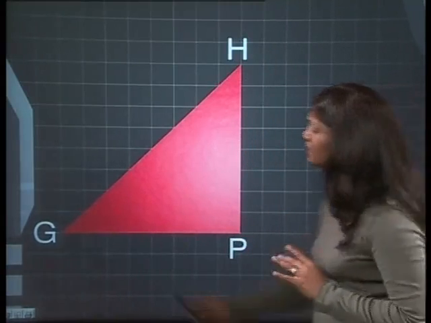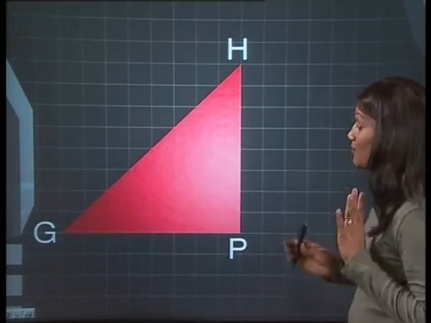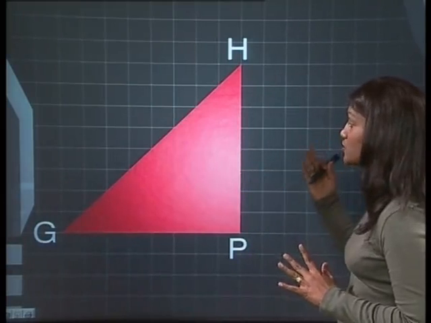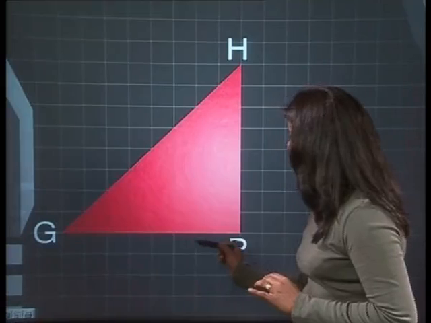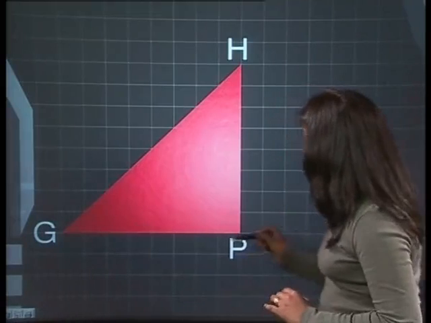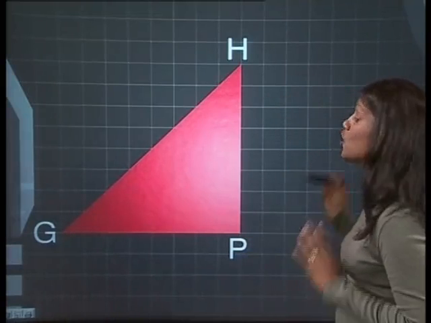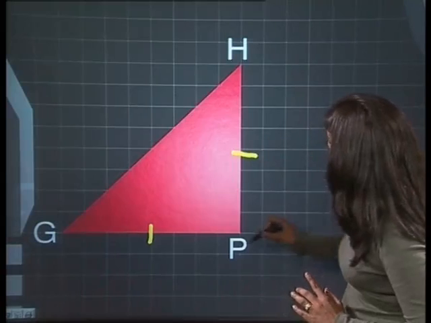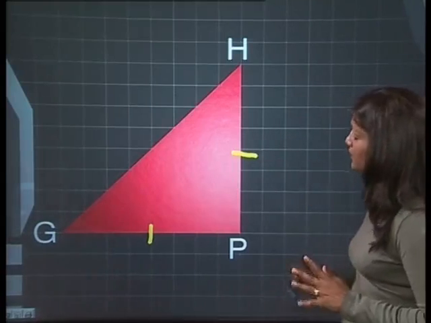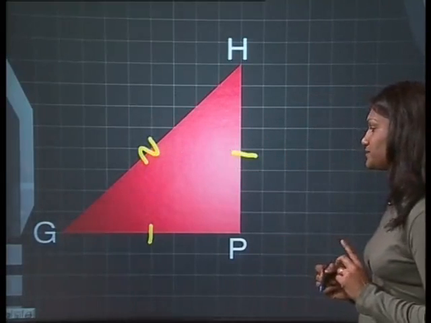It seems as if side GP is equal to side PH, but I've placed this triangle on a grid so that we can check this. I've got 1, 2, 3, 4, 5, 6, 7, 8 blocks here and 1, 2, 3, 4, 5, 6, 7, 8 blocks here, which means yes, side GP is equal to side PH. Now, I'm going to mark GH with another symbol so that we can use it later.